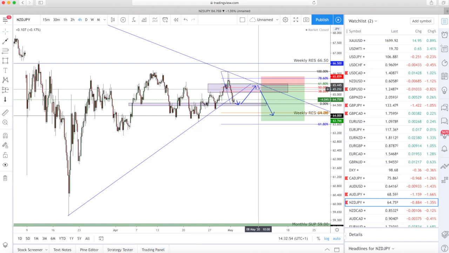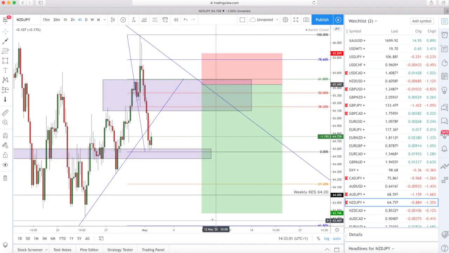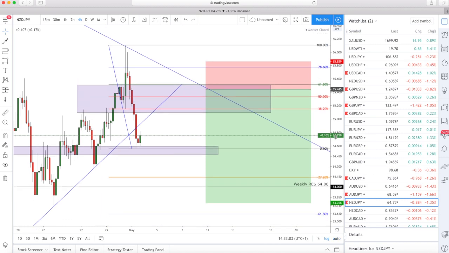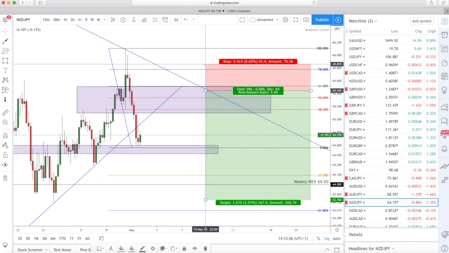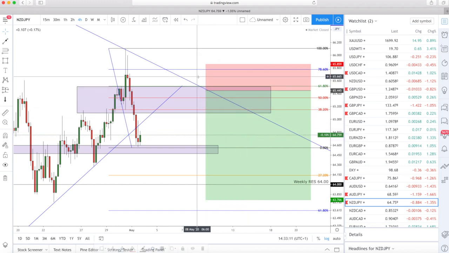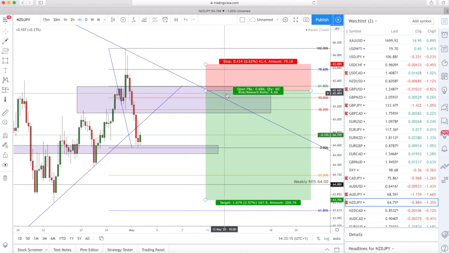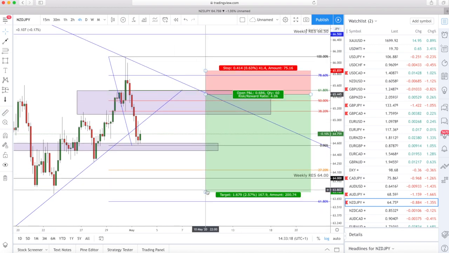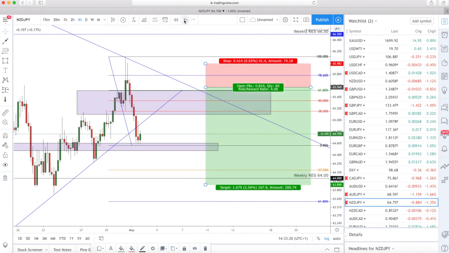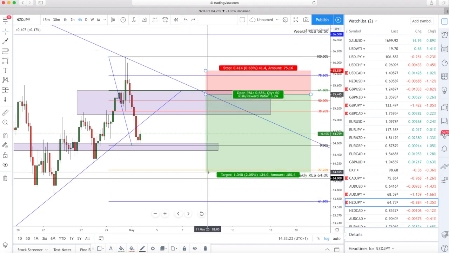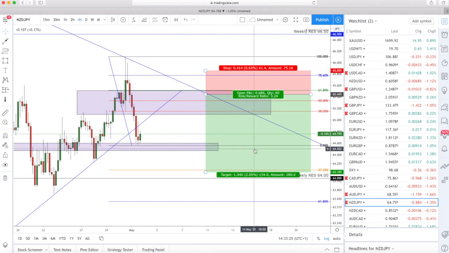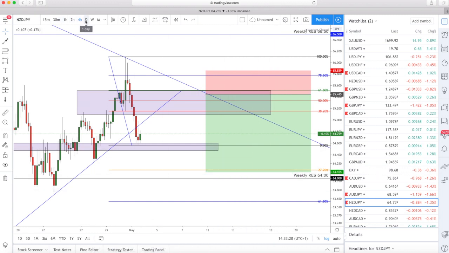So what I do for my Fibonaccis, let's just clean this up a little bit. If I'm taking a setup on the 61.8, I always make sure my stop loss is just above, or just below if it's a bullish move, just above the 78.6. So here I'd have a nice 41 pip stop loss, and targets of around 134 pips, a nice 1 to 3 risk to reward.